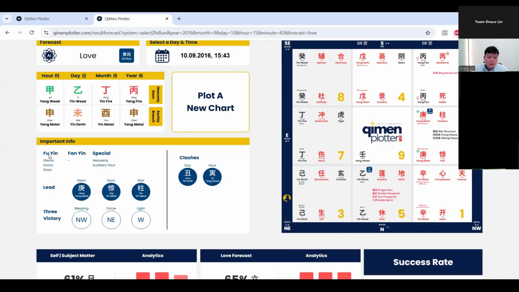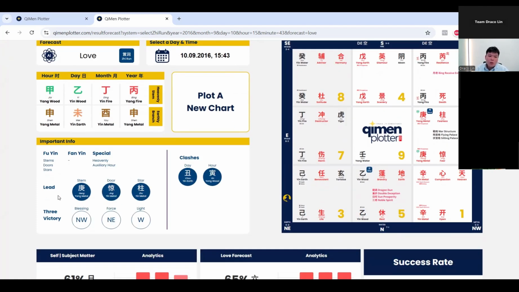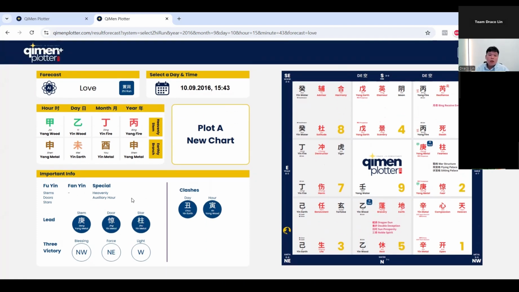Then the next thing is the important info. For example, is this a full wing chart? Is it a funding chart? And the door, stars and stems are all full wing. And what special formations do you have? For example, heavily auxiliary hour because it's a 𝗕 hour. So here we also wrote it for you. If you're an expert, you need to understand what is the lead stem, lead door, lead star. We also have it for you. If you are very focused on the three victories, which direction, this is also there for you already. Likewise for the clashes, the hour clashes, the day clashes, for example here.